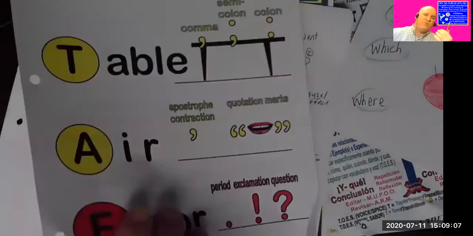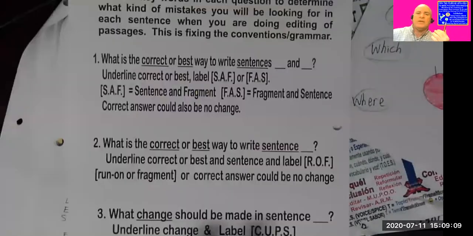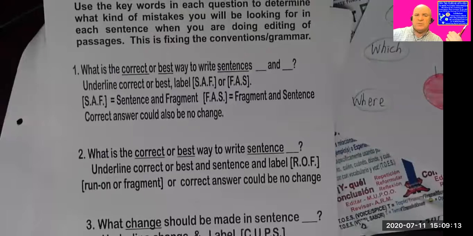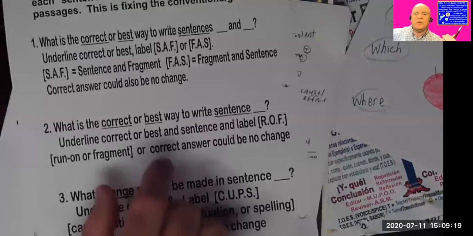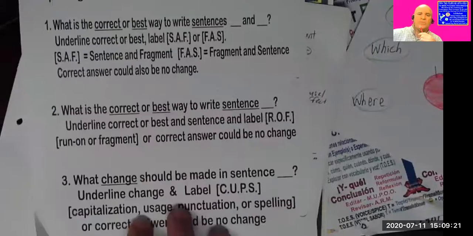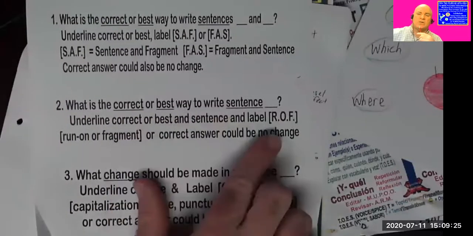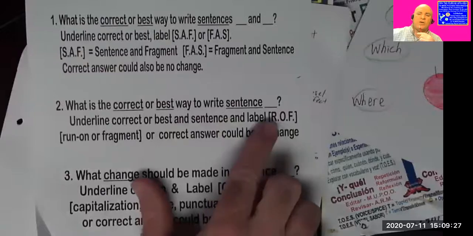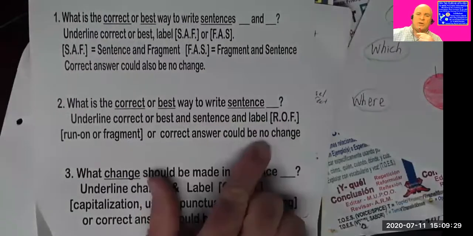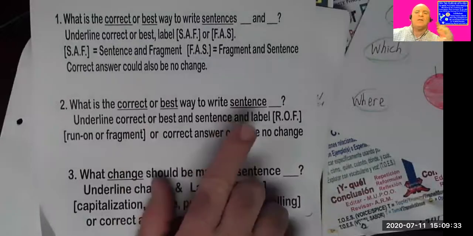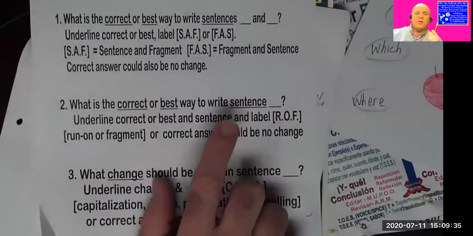And then if you flip it over, it has those same guides. And it says correct or best. It's SAF or FAS. Sentence and fragment, or fragment and sentence. Or the correct answer could be no change. When it says correct or best with a single sentence, it's sometimes a run-on, or a fragment, or it could be no change. If we find out when we read it, it's not a run-on or fragment, then we can go ahead and label CUPS.